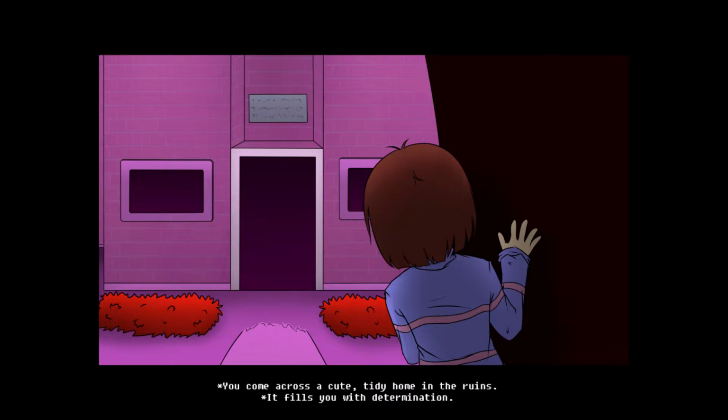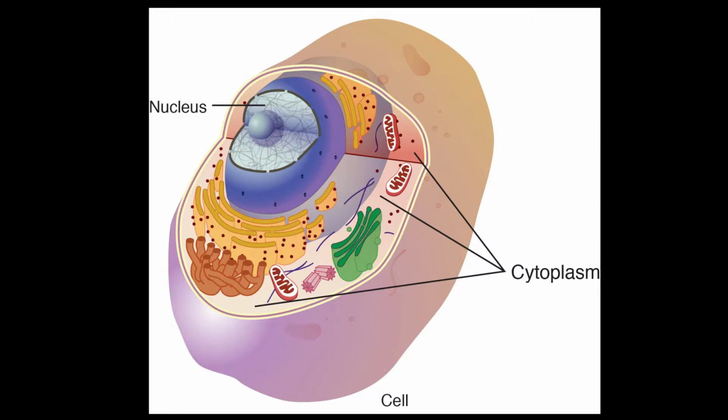The membrane is in charge of what enters and exits the cell. And this would be kind of like the doors to the ruins, because they control what gets in and out of the ruins. And all cells have a membrane.